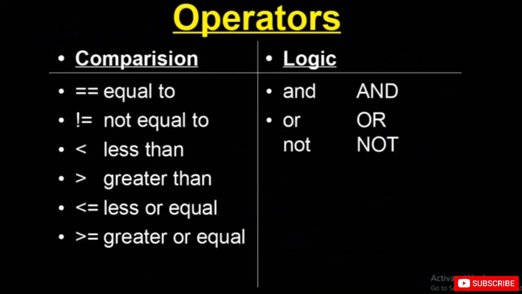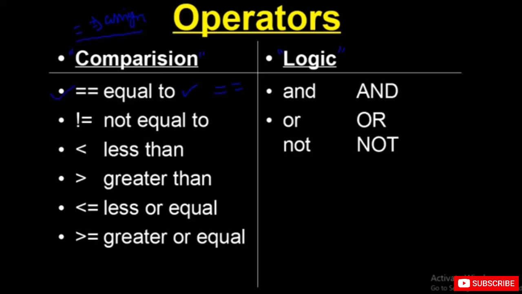Let's come to the other operators: comparison and logic. Let's see the comparison first. This is equal to. In Python or in programming languages, you do not write just one equal sign to show equality, you have to write two equal signs, because the first equal sign only means assign the value or initialize the value. So we need two equal signs to show that.